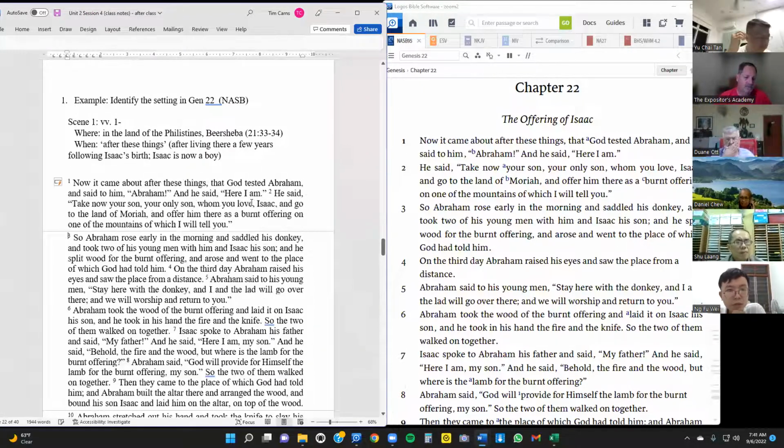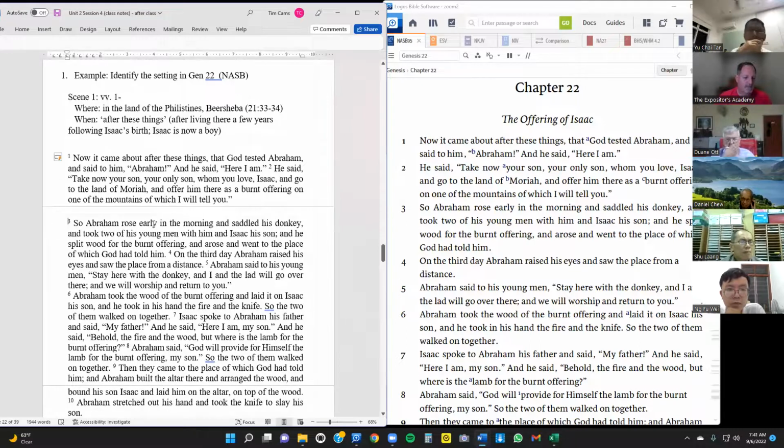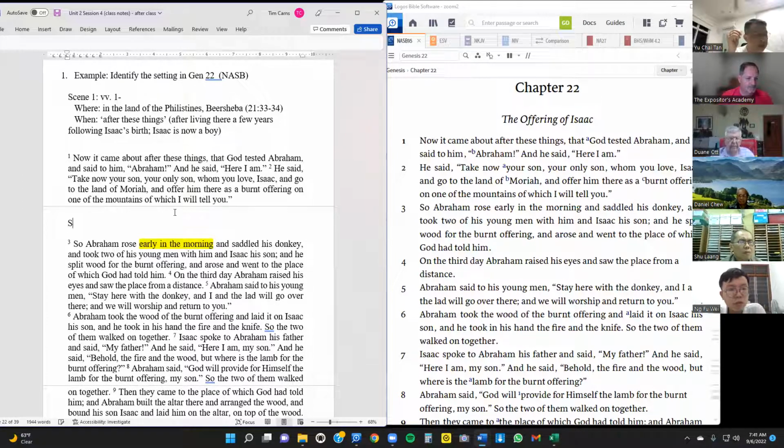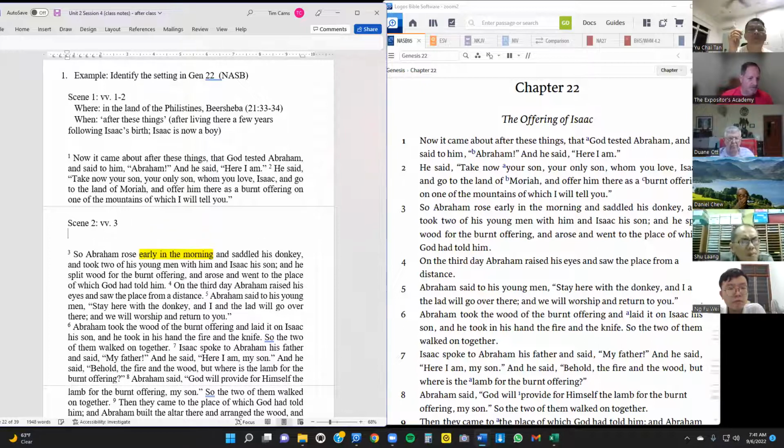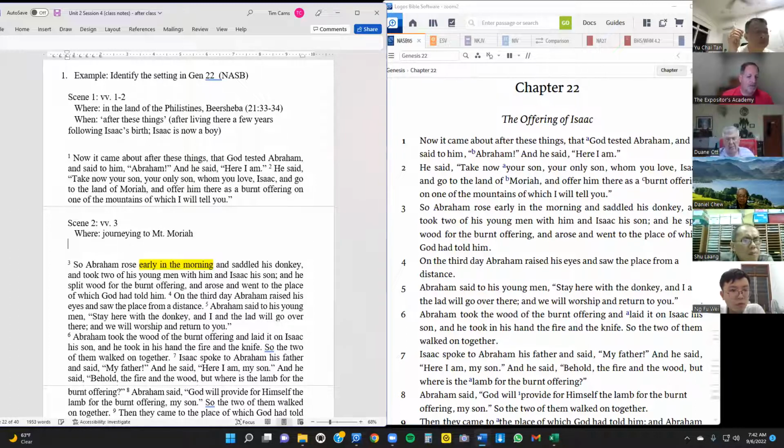Abraham rose early in the morning. Yes. So this tells us what has changed: time and place. Yes, the time. So there again, I like to just write down when and where. Now he's journeying to Mount Moriah, right? So he gets up and leaves. And when is the next early morning? The next day.